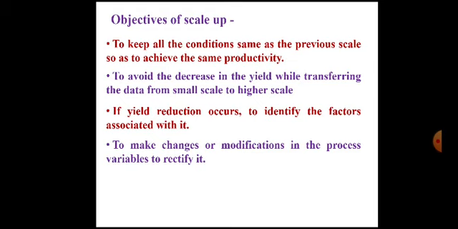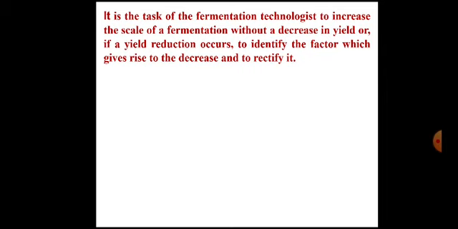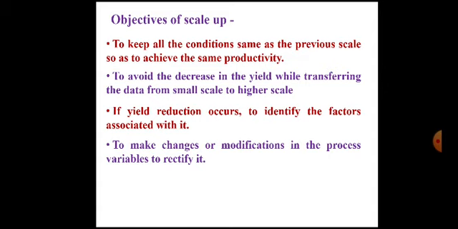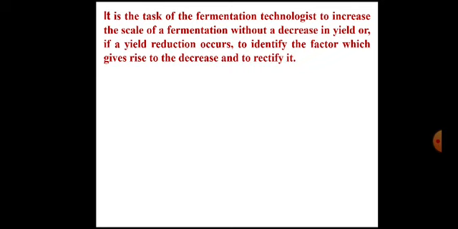So the third objective is to identify the factors which are responsible for decreasing the yield while transferring data from small scale to higher scale. After identification of that factor, the next step will be to correct it or to rectify it. So how is the rectification done? By modifying that particular parameter or by changing the values of that particular key parameter. So it is the task of the fermentation technologist to increase the scale of fermentation without a decrease in yield, or if the yield reduction occurs, to identify the factor which gives rise to the decrease and to rectify it. So what are the objectives which have been listed here? Four objectives, and this is a single statement of objective.